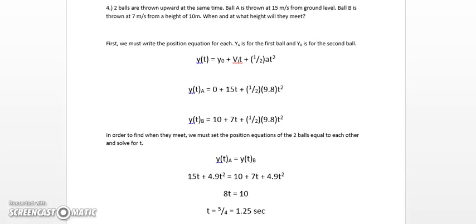Hello, this is Jordan with the practice set, and today I'm going to show you how to solve the very common physics problem of when will two particles meet given different initial velocities and different initial starting positions. So let's read through this problem.